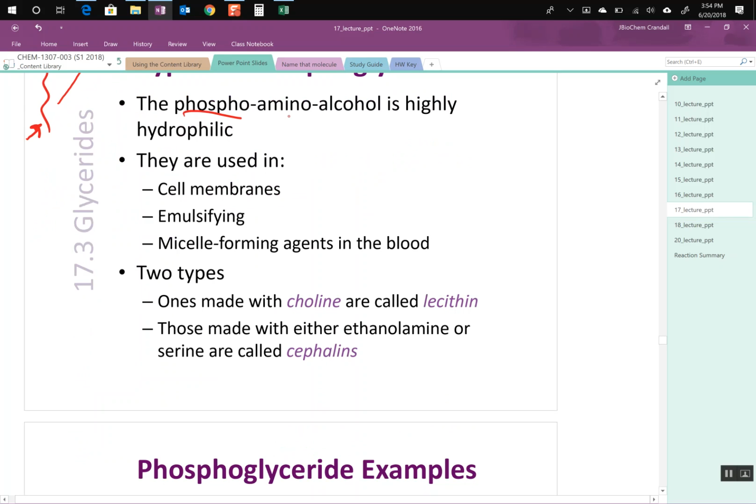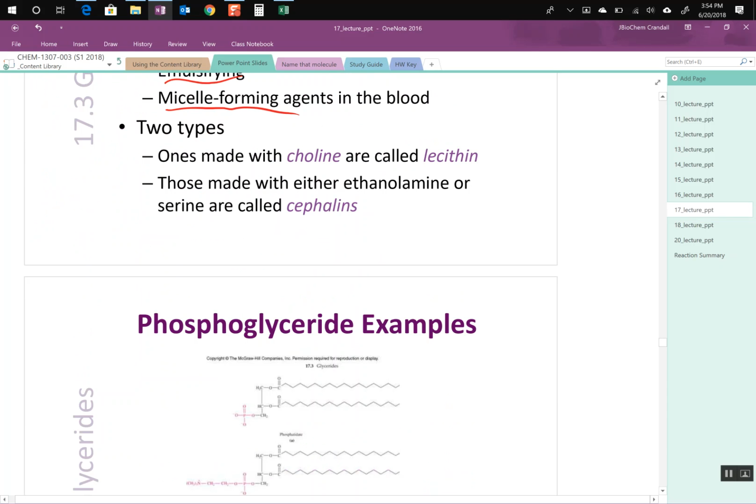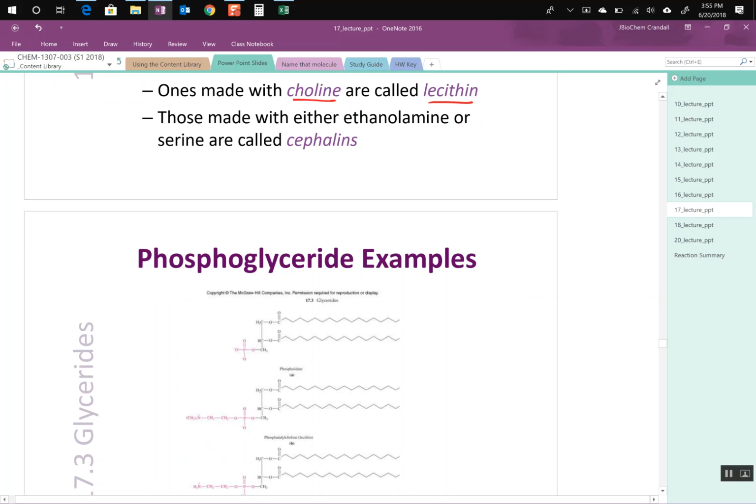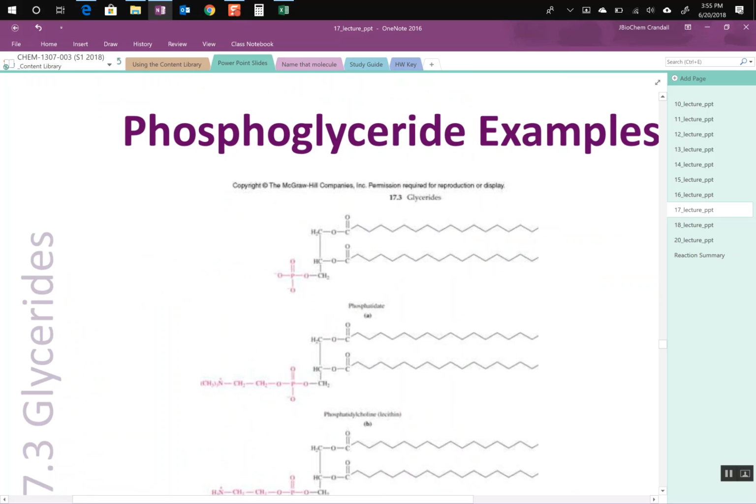Okay, so the phosphoamino alcohol is highly hydrophilic, water-loving. These are used in cellular membranes, micelle formation, emulsifying. So we have two types, one made with a choline and another with a lecithin. So here we can see some of these examples.